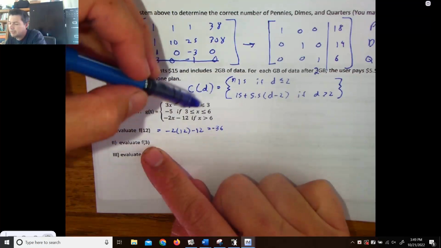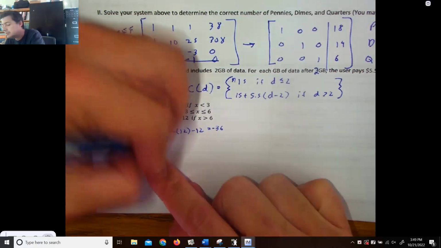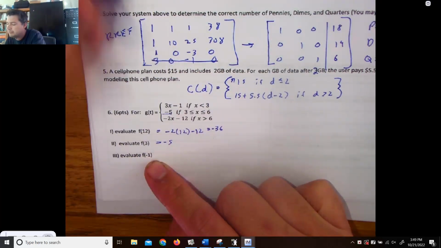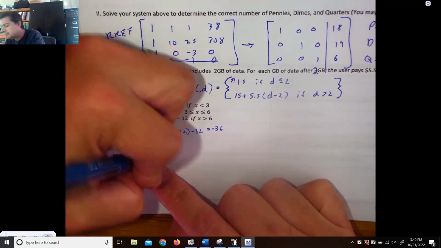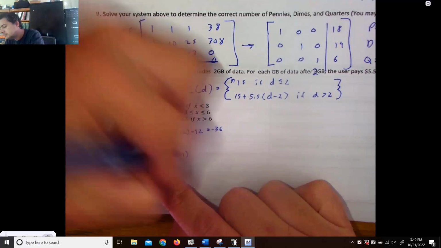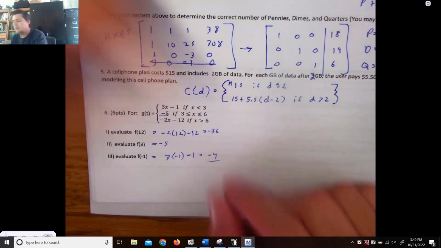F of 3 would have to go into this piece right here because x is stuck between 3 and 6, and it has no choice but to be negative 5. It's a constant function. F of negative 1 has to go in the first piece because it says x is less than 3. And that's going to yield, I think, a negative 4 when everything's said and done. All right, making some progress here.